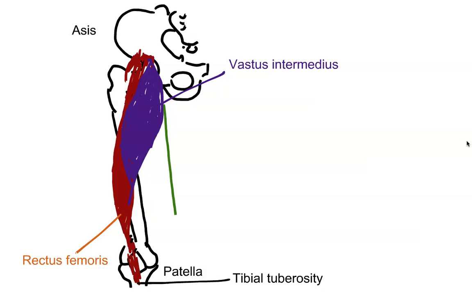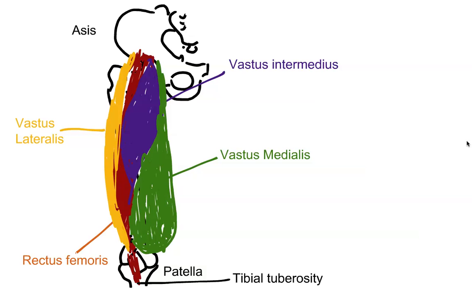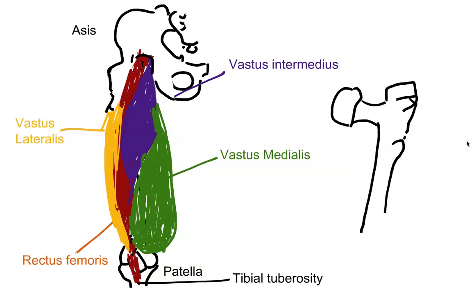vastus medialis, and vastus lateralis, and they both attach from medial and lateral sides of the linea aspera. The linea aspera is a ridge of roughened surface down the posterior aspect of the femur, so down the edge, down the middle.